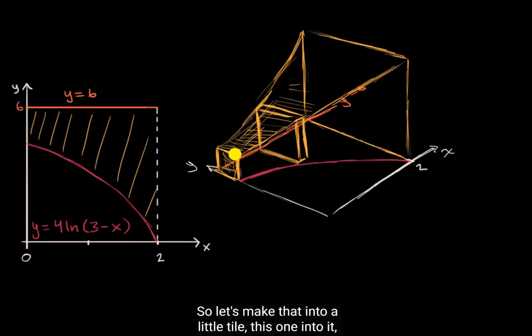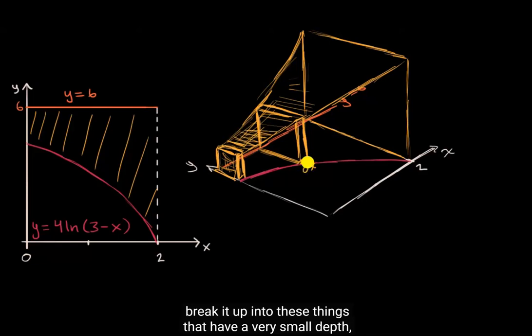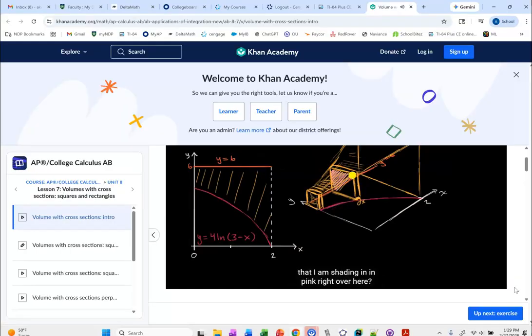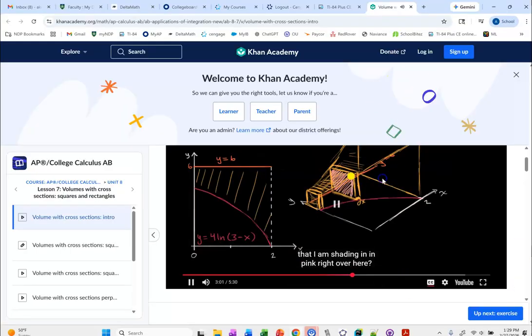So let's make that into a little tile, this one also has some depth to it. I can draw it multiple places. You can break it up into these things that have a very small depth that we could call dx. And we know how to figure out what their volume is. What would be the volume of one of these things? Well, it would be the depth times the surface area of this cross section right over here. So I'm just going to pause this at this point. What would be the area that I'm shading in pink right over here?